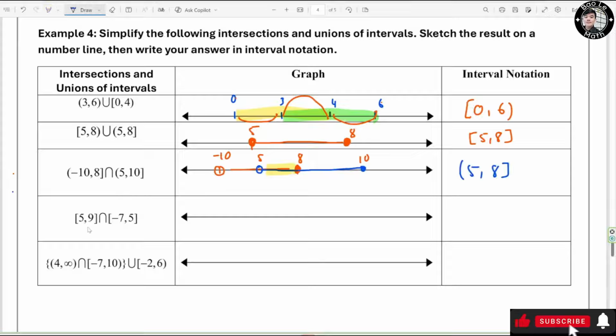Now let's move on to the next one. We have 5 to 9 and negative 7 to 5. So negative 7 is right here, 5 right here, and 9 right here.